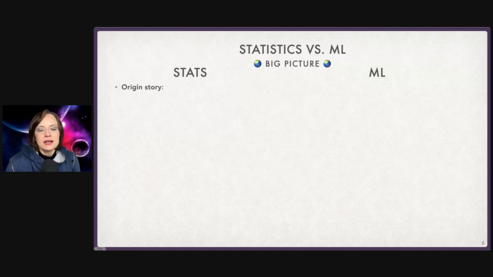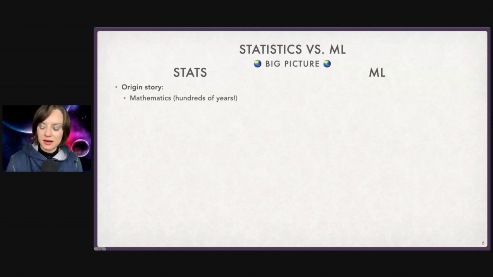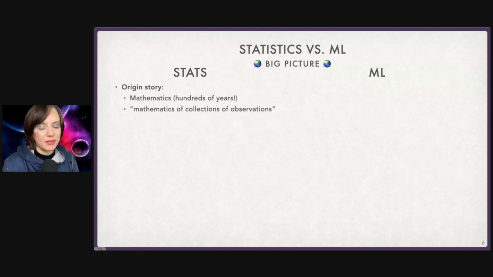All right. Let's talk about the origin story of statistics. This is going to be the world's fastest and least satisfying review of the history of very big areas of thought and research. So stats comes from math, hundreds and hundreds and hundreds of years of math. It was once upon a time called the mathematics of collections of observations. I like how on the nose that is.